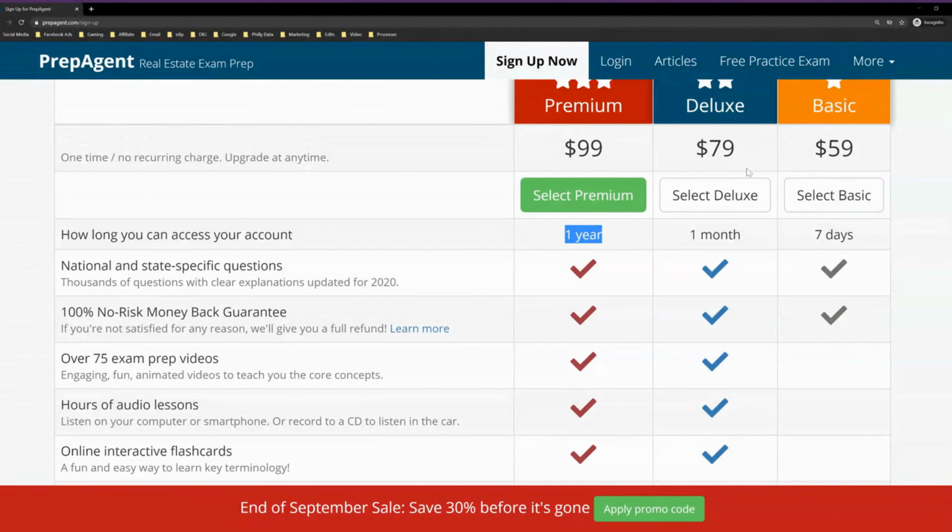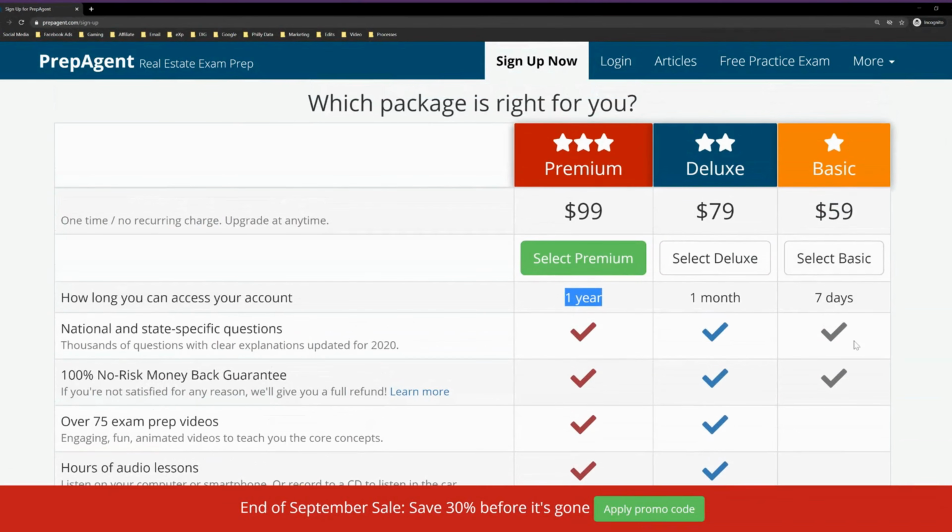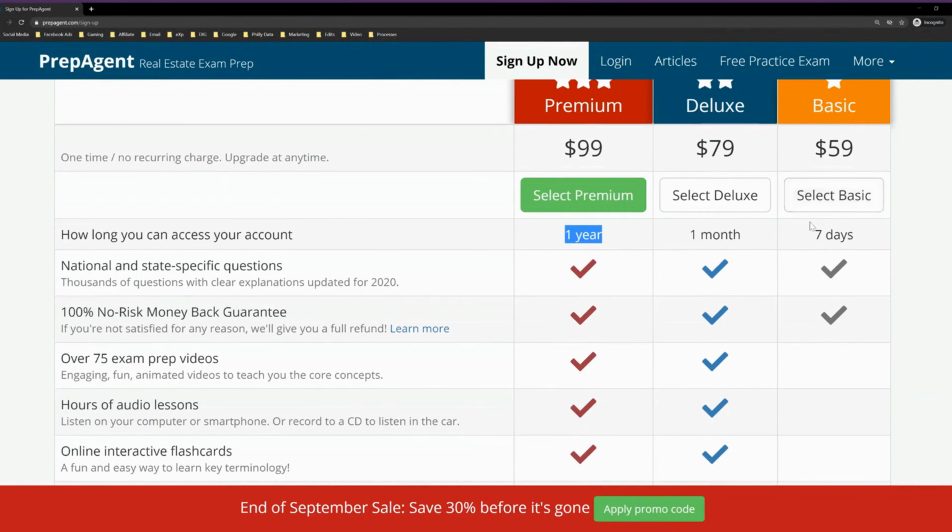There are different packages here. You can see over here, you can get access to different ones. So you get 7 day access for $59. You don't get much with it. You get national and state specific questions, and you get the money back guarantee. So here's the thing: if you don't like Prep Agent, you don't like the software, and you say, this didn't work for me, you get your money back, guaranteed. You can't really beat that.